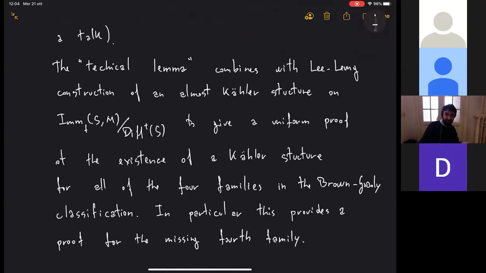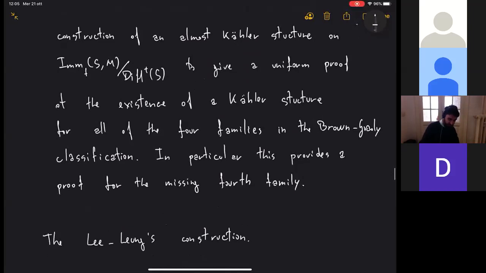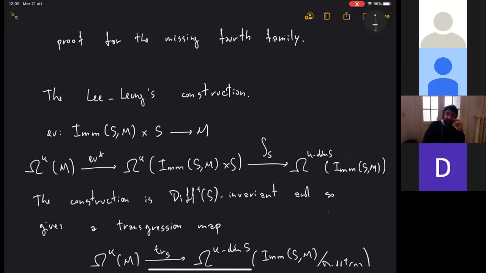Okay, so in this second part of the talk, which is slightly more technical, I explain what the Lie-Leung construction is and how we get to the proof. The Lie-Leung construction starts with the evaluation map from the space of immersions times S to M, which is just the map that picks an immersion, say phi, and a point of S, let's call it X, and evaluates phi on X. Here I do not require the immersions to be free, since I'm not quotienting by any diffeomorphism group.